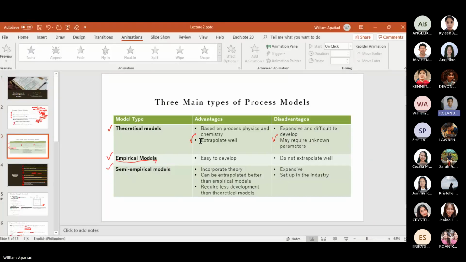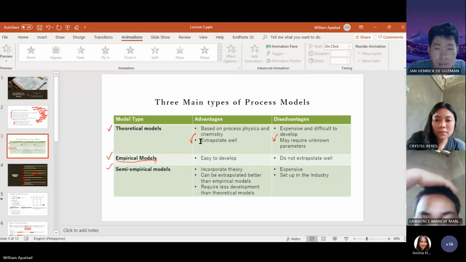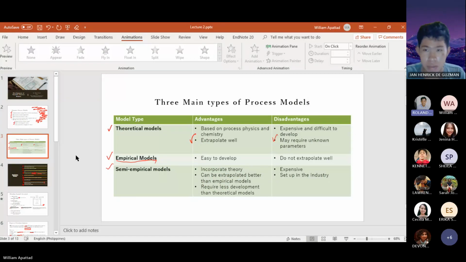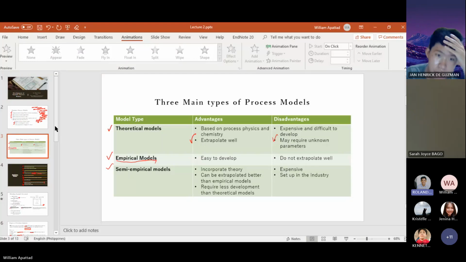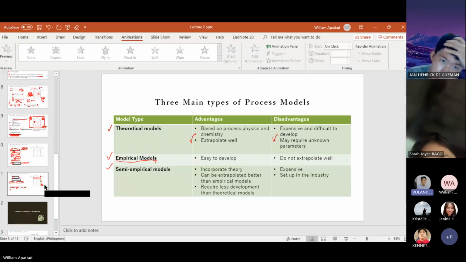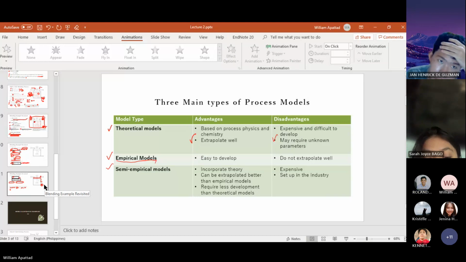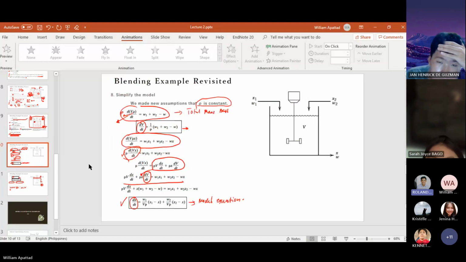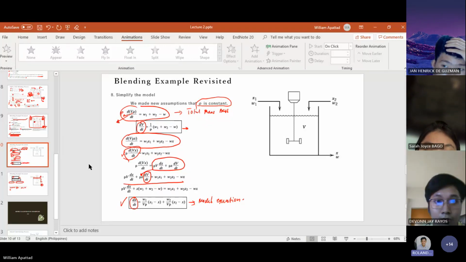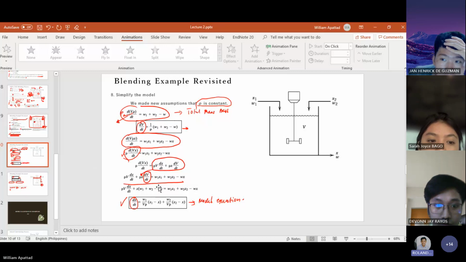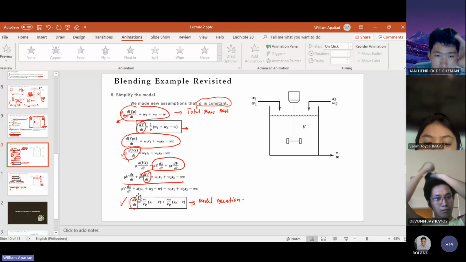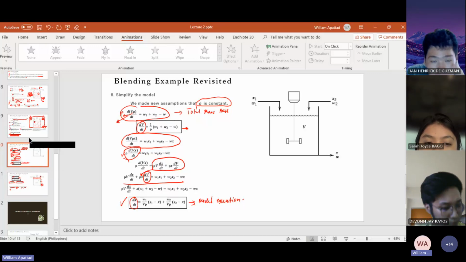Sir, may tanong lang kami ulit, sir. About sa DV, sir, disturbance variable. Bakit nasali yung X2? Ba't daw nasali yung X2 dun sa DV, sir? Eh, may valve naman dun. Okay. Saan? Okay, balikan natin yan.